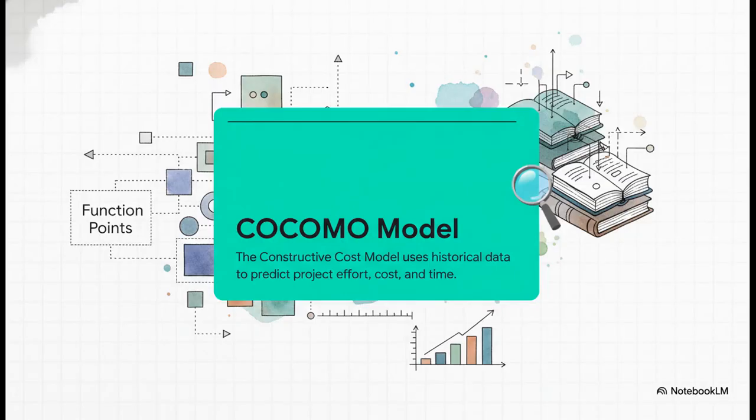So once you have a size estimate, like from function points, teams can then use models like COCOMO. I know, it's a funny acronym. It stands for Constructive Cost Model. And what it does is it uses data from thousands and thousands of past software projects to predict the effort, the cost, and the timeline for a new one. It helps turn estimation from a total guessing game into something much more like a science.